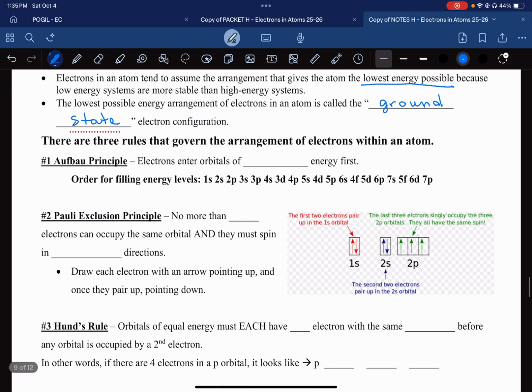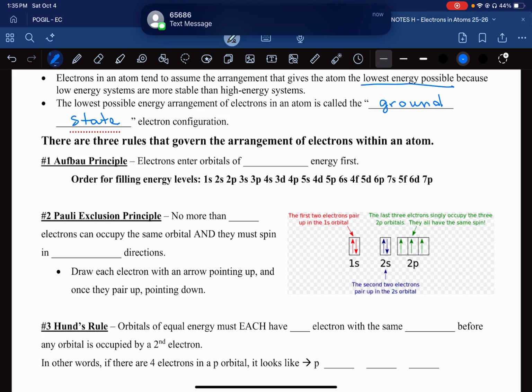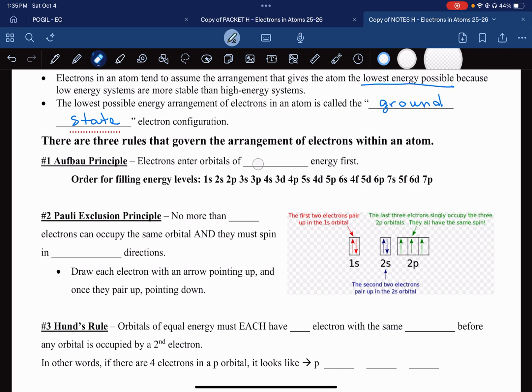Okay. And there are three rules that govern the arrangement of electrons within an atom. We talked about these in our intro to electron configuration lesson, and you guys basically came up with these rules on your own. And now I'm going to tell you what they're called. Okay, so first we have the Aufbau principle. Basically, that word means to fill up. So we're going to be entering electrons into orbitals of the lowest energy first.